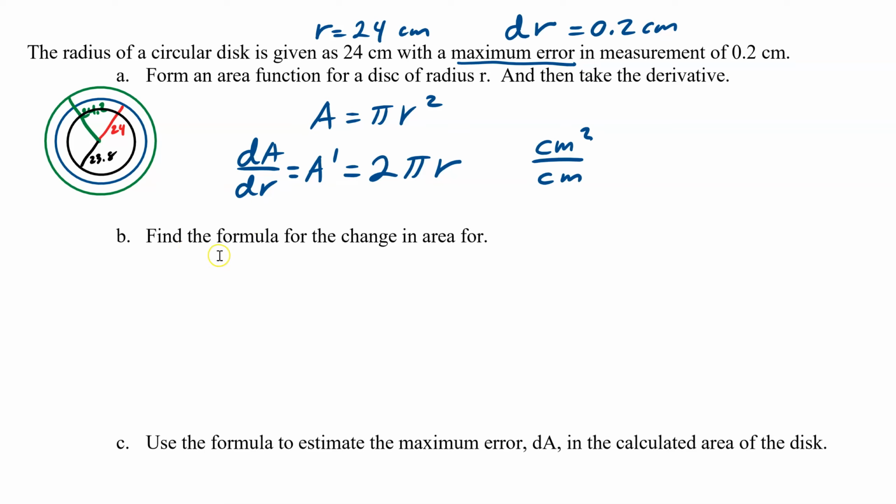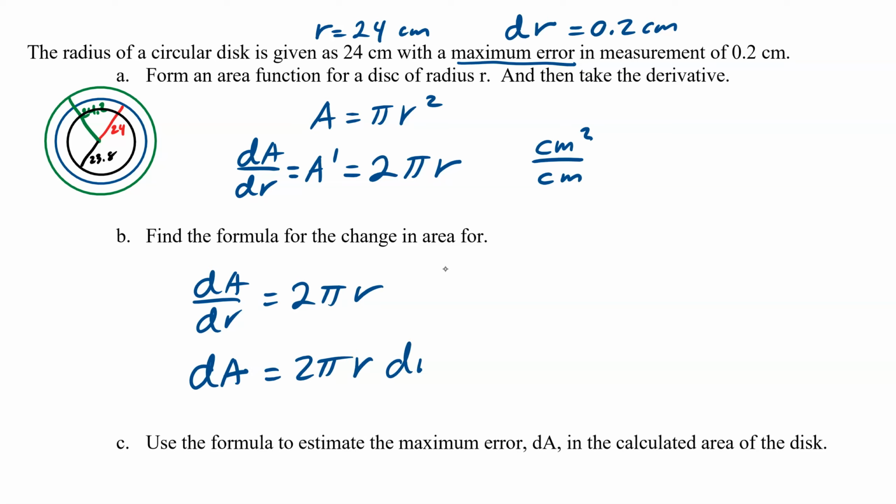So now it says find the formula for the change in area. So what we're looking for is now what is the error for the area. So we're going to break up this formula. So we have dA over dr is equal to 2 pi r. And so if we want now the error in area, we bring the dr to the other side by cross multiplying. And now we have our formula for our change in area.